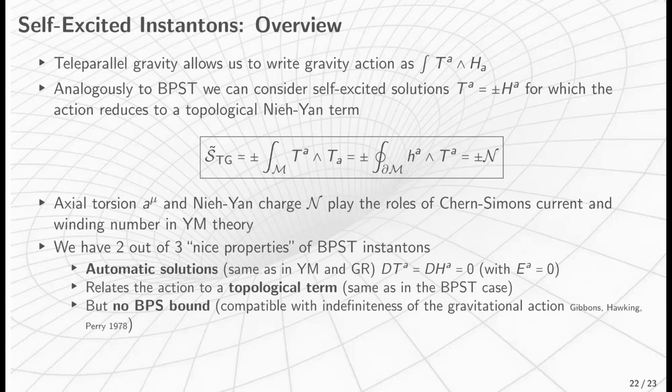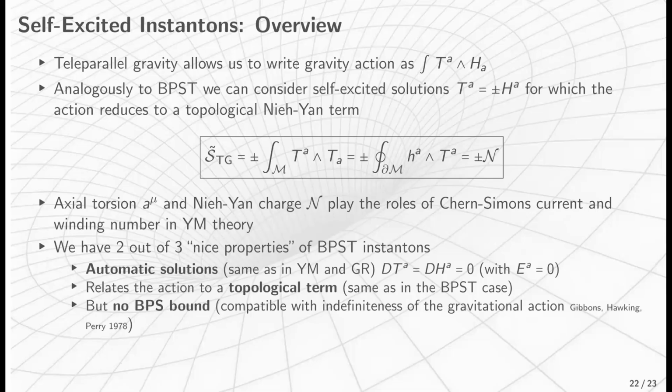But it turns out that the BPS bound we don't have there. You cannot prove the BPS bound, because the BPS bound would work only if your excitation form would be the Hodge star of the torsion. But this is actually compatible with the Gibbons-Hawking-Perry result from 1978, that the Euclidean gravitational action should not be definite. It should be indefinite, so it shouldn't be bounded from below, because you have this conformal mode problem there.